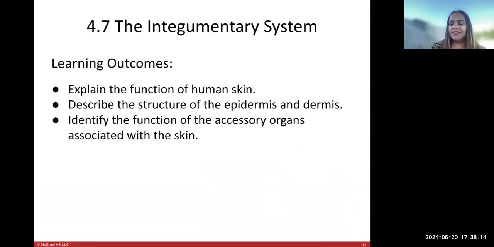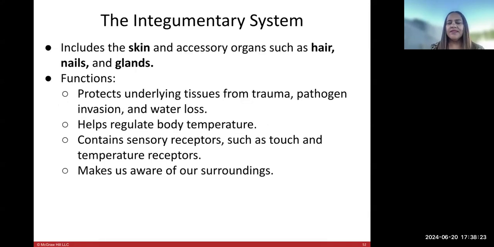The integumentary system. It doesn't get its own chapter. It's fairly short, so it gets included in this first chapter. It includes the skin and accessory organs such as hair, nails, and glands. It protects underlying tissues from trauma, pathogen invasion, and water loss. It is our first line of defense if something wants to make us sick. Our skin physically keeps pathogens out of us. It helps regulate body temperature. It contains sensory receptors such as touch and temperature receptors, and it makes us aware of our surroundings.